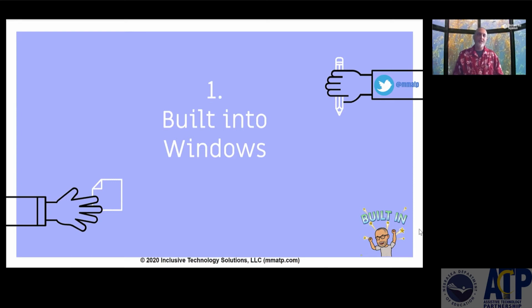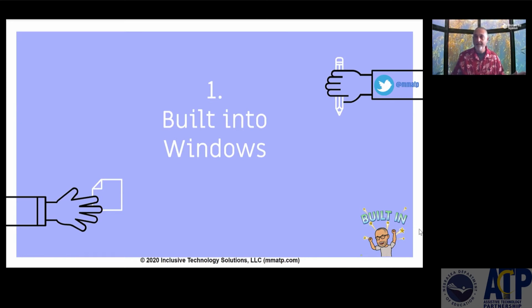All right, let's start with what's built into Windows. I say it probably every time I talk about technology with people: start with what you have. Start with the things that are in the devices you already have. We don't have to go buy new things. We can use the tools we have more effectively to meet someone's needs. And that starts with built-in accessibility features.